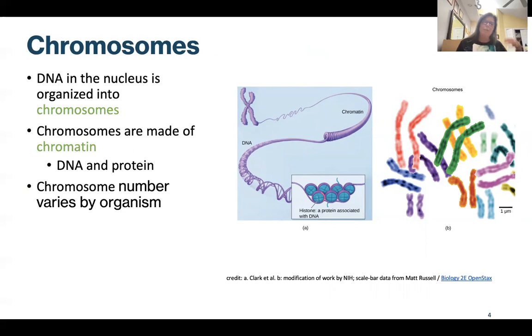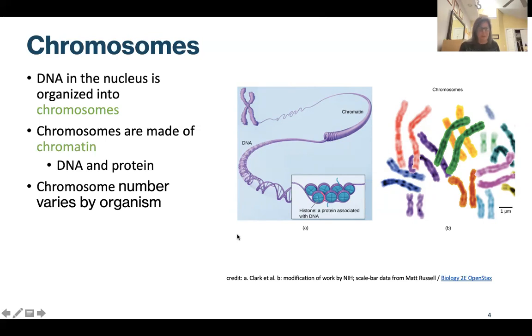But when the cell is doing its normal job, it's going to open up its DNA, and you can see that chromosome here unwinding. Unwound DNA is called chromatin. We have these proteins that the DNA wraps around to keep it nice and organized, kind of like the core on your toilet paper. Those are called histones.